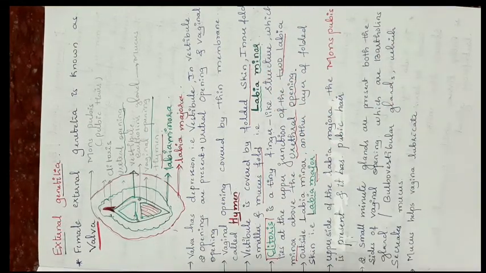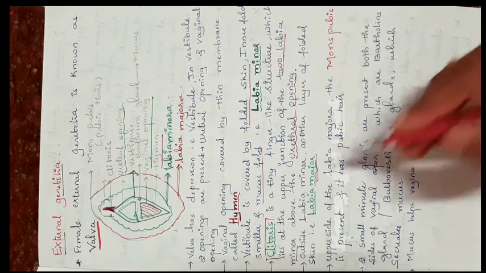Next, the labia majora is homologous to the scrotum of the male reproductive system. In the male reproductive system, the scrotum is a sac like structure where the testes are present. Like that, in the female reproductive system it is a folded skin which surrounds the external genitalia. Remember this, homologous: the clitoris is homologous to the penis, the labia majora is homologous to the scrotum.